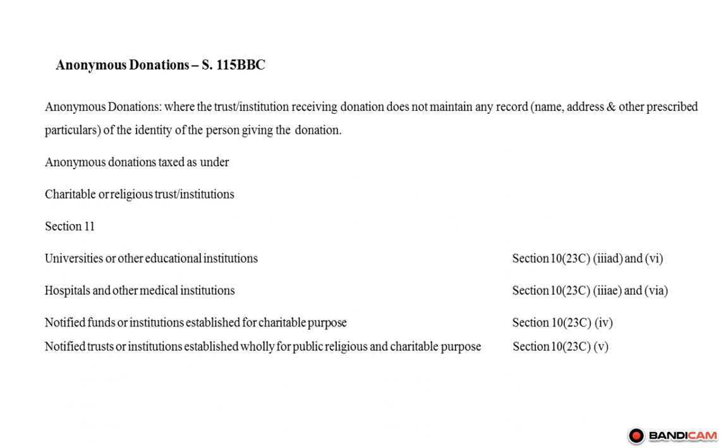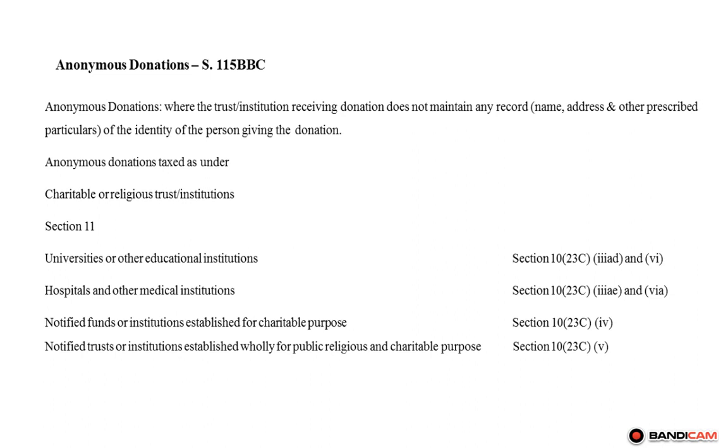Here, anonymous donation, section 115BBC. Anonymous donation is also an important part while computing the taxable income of a charitable trust. Anonymous donation means where the trust or institution receiving the donation does not maintain any record of the name, address, and other prescribed particulars of the identity of the person giving the donation. So anonymous donation means the donation is received from the donor, but the information of that donor is not maintained by the trust.